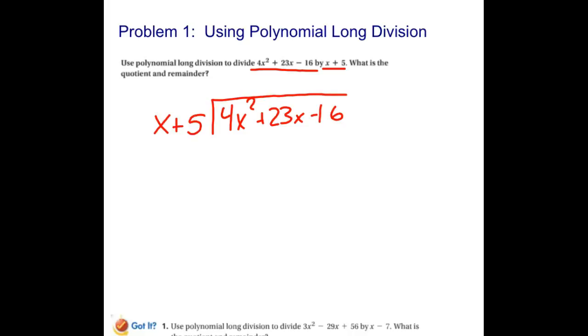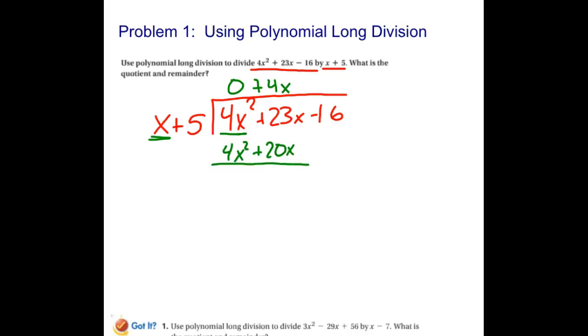Okay? I'm going to get you started on the first step real fast here. x plus 5 is 2 terms. 2 terms cannot go into one term 4x squared, so there's a 0 that goes there. However, x plus 5 can go into 4x squared plus 23x. You look at what do I multiply x by to get 4x squared? Well, you're going to multiply it by a positive 4x. So then we do that. 4x times x is 4x squared. 4x times 5 is a positive 20x.